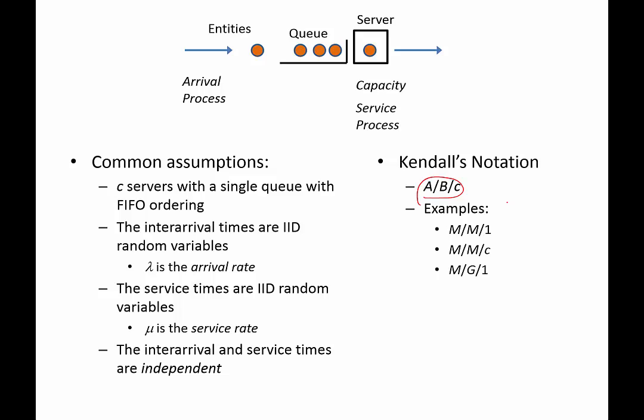And the three types of queuing systems that we're particularly interested in are the MM1, the MMC, and the MG1. And in this notation, the M stands for Markovian. So an MM1 queuing system is one that has Markovian arrivals, Markovian service, and one server. An MMC queuing system has Markovian arrivals, Markovian service, and C servers. And G stands for general in MG1. So non-Markovian, it's just a general service process.